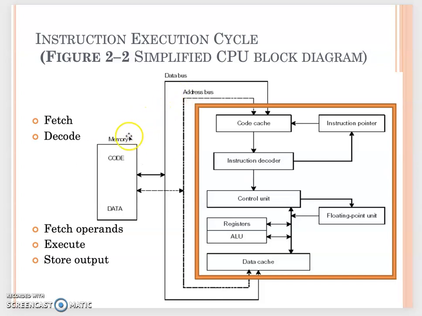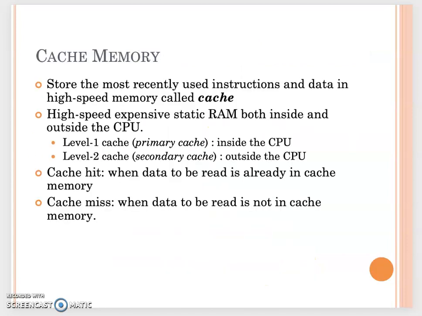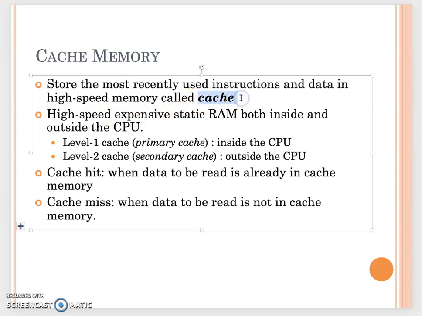So let's talk a little more about the code cache and the data cache. If we can access the data from the code cache or data cache from the CPU, it will be much faster than accessing from the memory. Because when we have cache memory, they store the most recently used instructions and data in high-speed memory. We call it cache. So why is it high-speed memory? Because it actually resides in the CPU. It is high-speed expensive static RAM, both inside and outside the CPU.